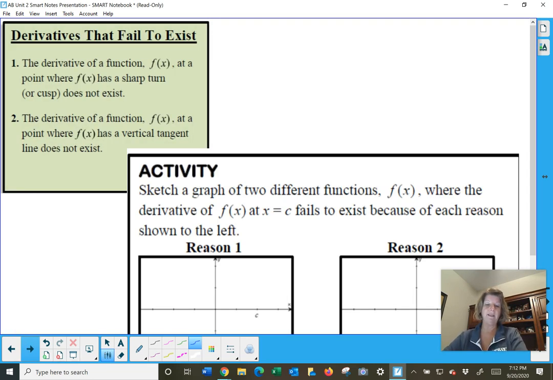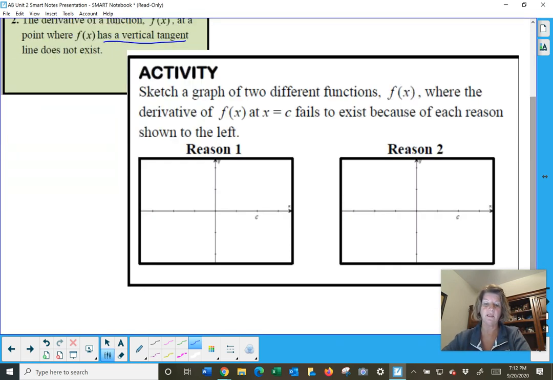Derivatives that fail to exist, just pulling it all together here: the derivative of a function f of x at a point where it has a sharp turn or a cusp does not exist, or where it has a vertical tangent line, it does not exist. Highlight that or underline that in your notes. The activity here says, think of a graph and sketch 2 different functions f of x where the derivative fails to exist because of each region shown on the left.